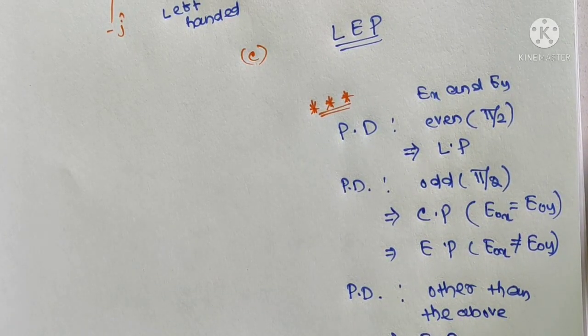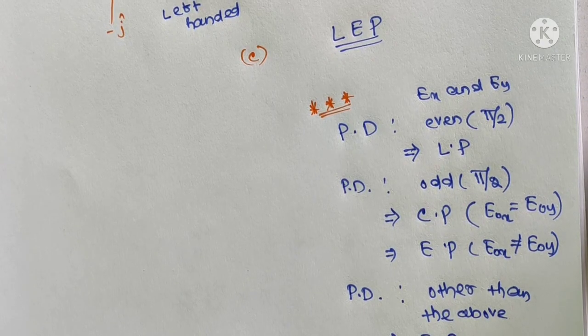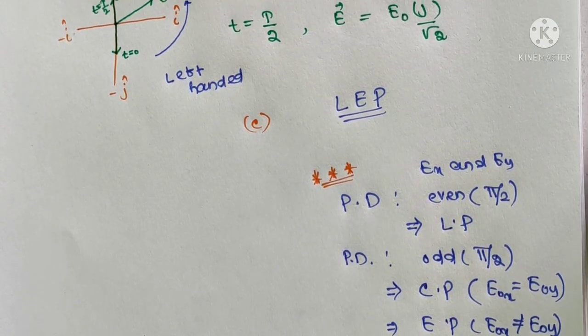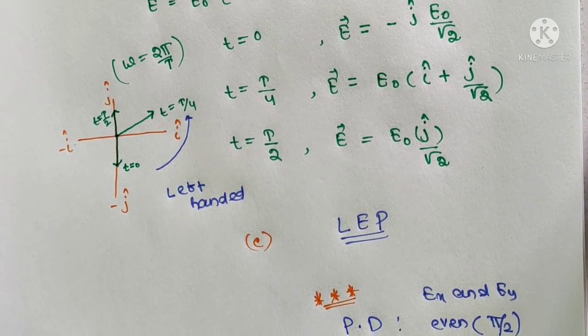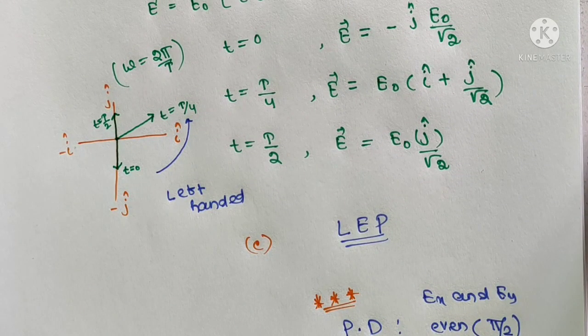And for right-handed or left-handed, you have to check how it is rotating, clockwise or anti-clockwise. If clockwise, then that will be right-handed. If anti-clockwise, then that will be left-handed.